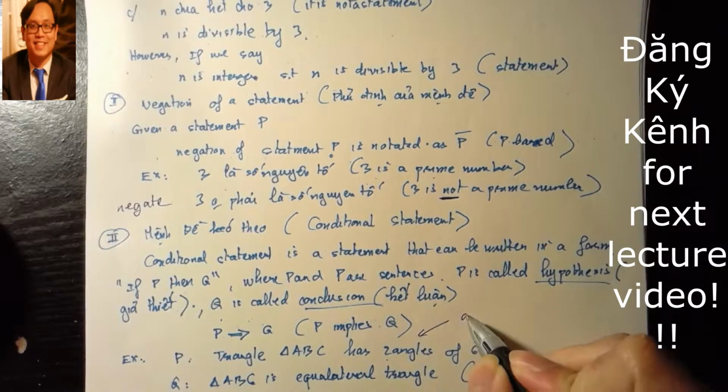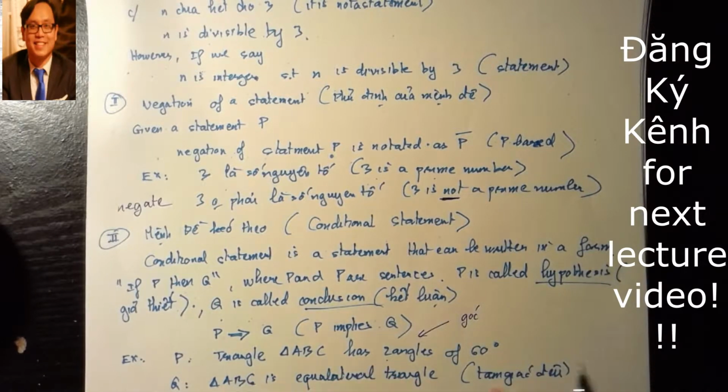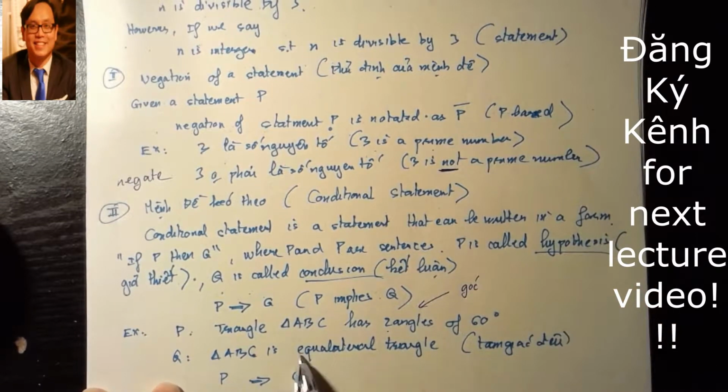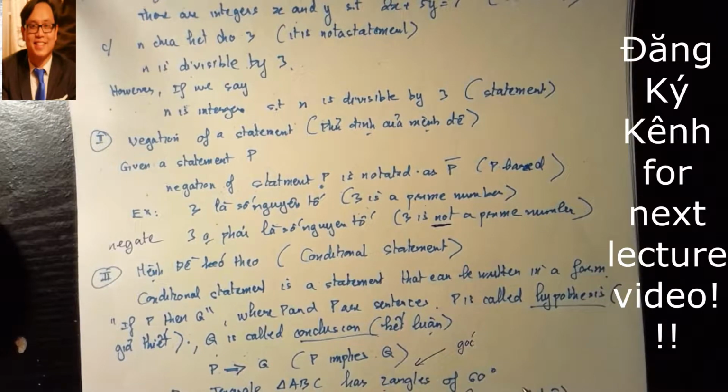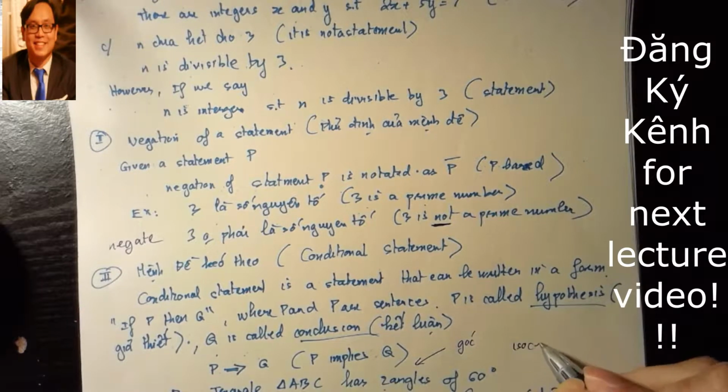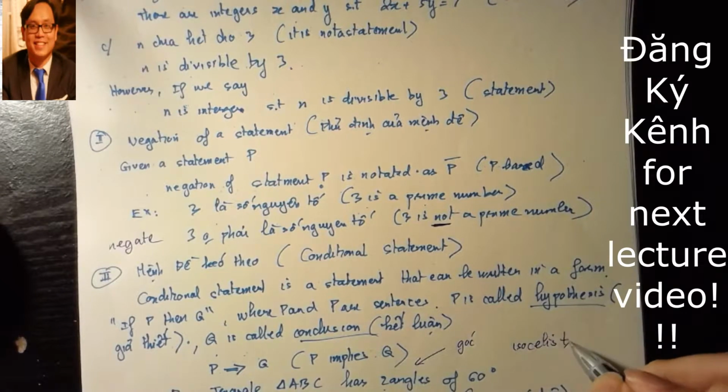Angles là góc nha bạn. Triangle là tam giác. Okay. Thế thì tam giác ABC là một tam giác đều. Equilateral triangle có nghĩa là tam giác đều. Okay. Then we can say P imply Q. All right. So if a triangle has two angles equal to 60, then we can say that the triangle is an isosceles triangle, right? Nếu mà nó có hai góc bằng nhau thì thứ nhất nó là tam giác cân trước. Isosceles triangle có nghĩa là tam giác cân.